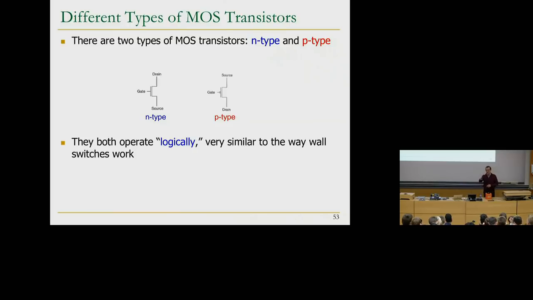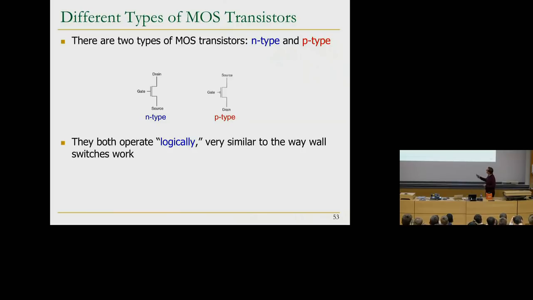But basically, whenever you press the wall switch, something gets connected and lights turn on. And whenever you press it again, that thing gets disconnected and lights turn off, right? That's essentially this. You apply high voltage to the N-type transistor's gates, and it becomes like a wire. It gets connected. You apply low voltage to N-type transistor's gates, and it gets disconnected. Basically, it becomes an open circuit. It doesn't conduct. As a result, it's like a wall switch that's not turned on.